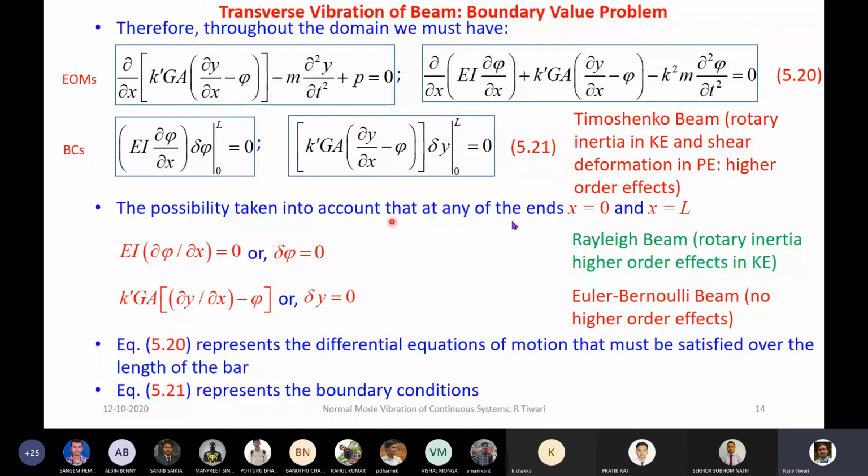So in the boundary conditions, let us say a cantilever beam is there. It will be having two ends. One is, let us say, the fixed end at x equal to 0, and maybe the free end, let us say at x equal to L. So here, either this quantity within the bracket will be 0 or this will be 0.